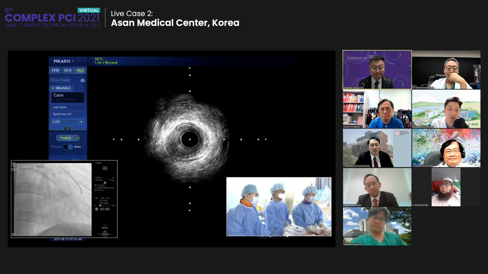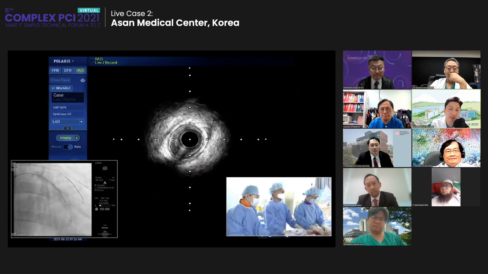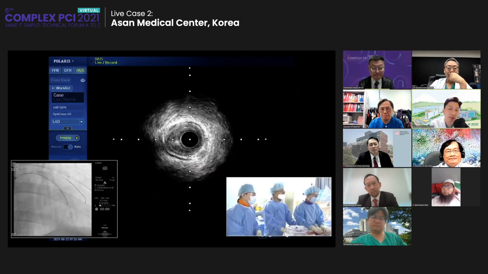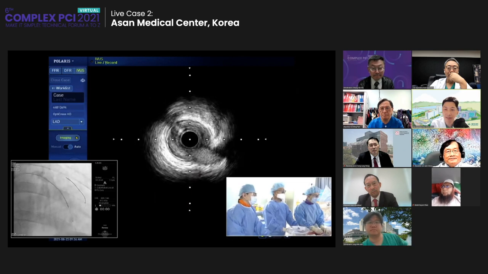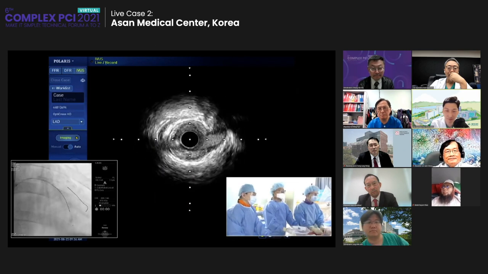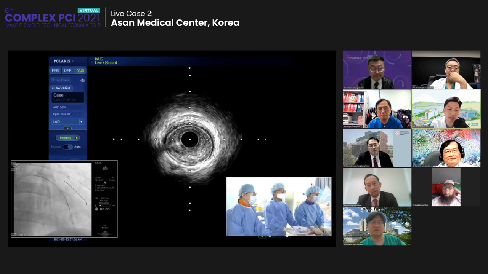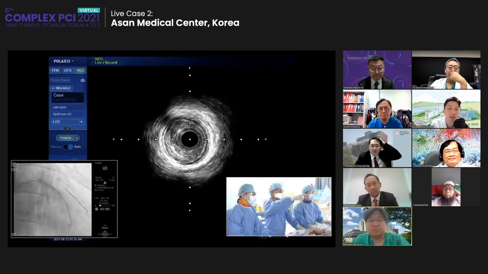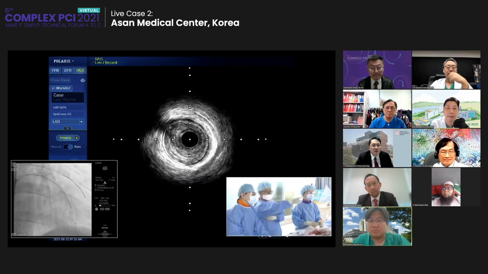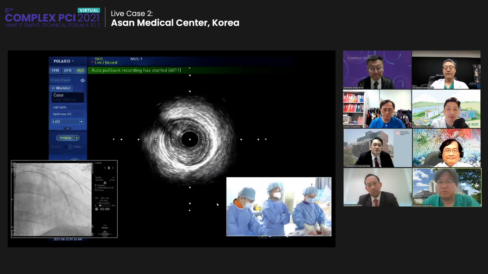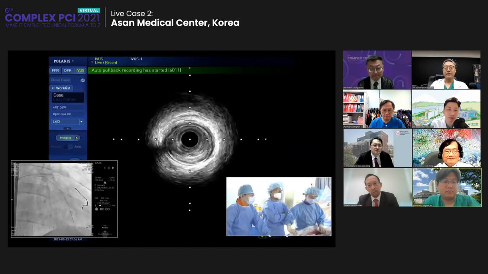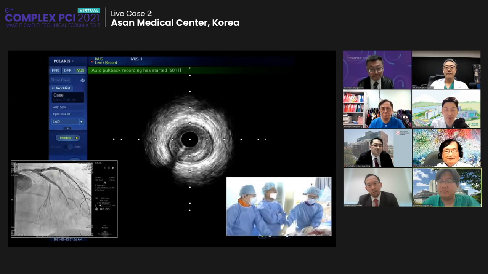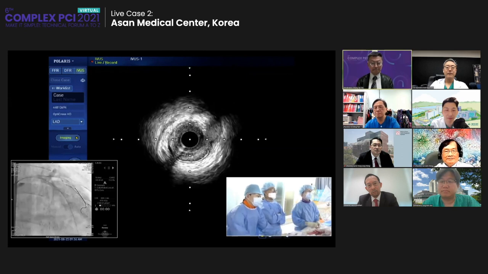There was some tissue. Difficult to pass? Easy to pass? No, not easy to pass. There was some resistance; we can see over here. It looks very difficult to reference. The vessel size is 2.5, and the lumen was totally obstructed over here.